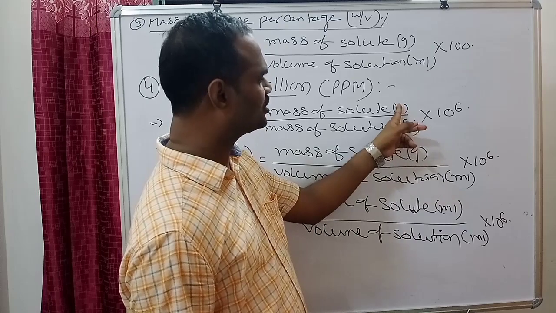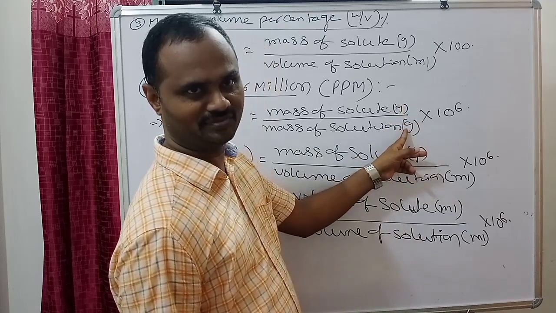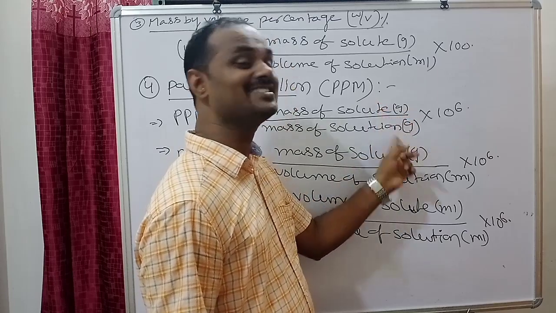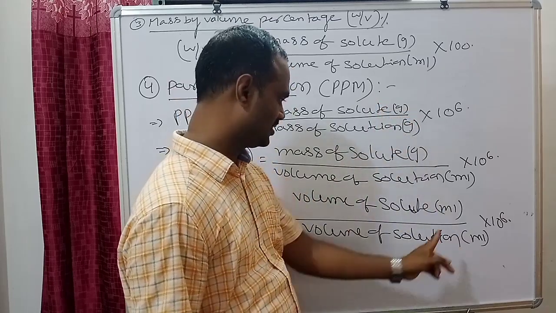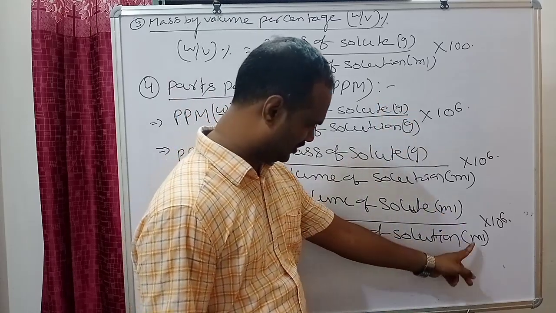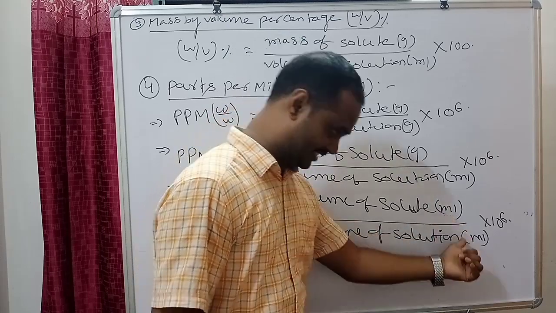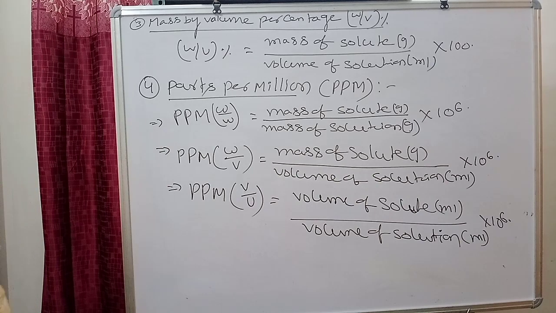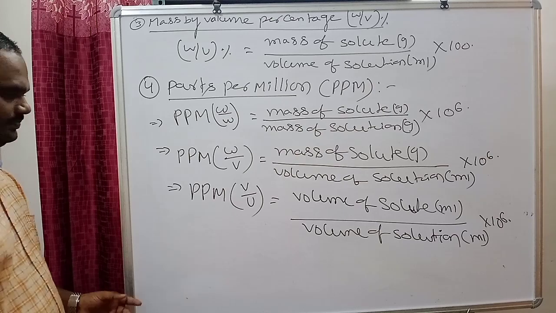Here grams means here also grams. If they give kgs, at both places you take the kg value. Both measurements should be in the same units. Here milliliter means here also milliliter. If they give liters, here also you should take liters. Is it clear? These are the parts per million. Now based on this, you have to do one problem.